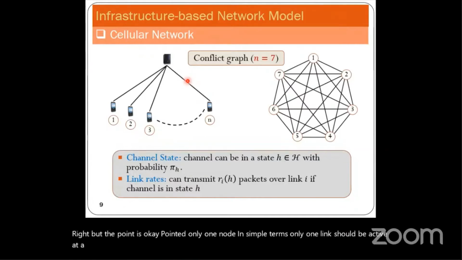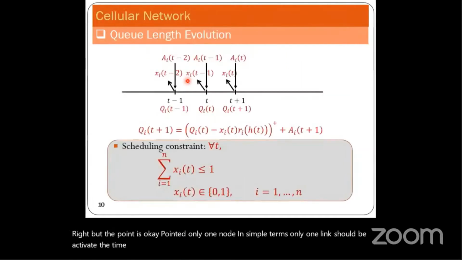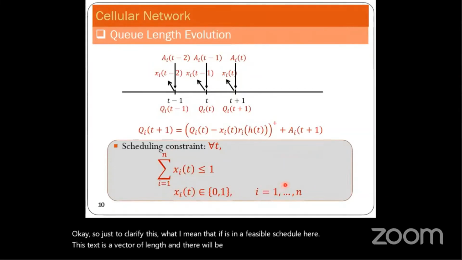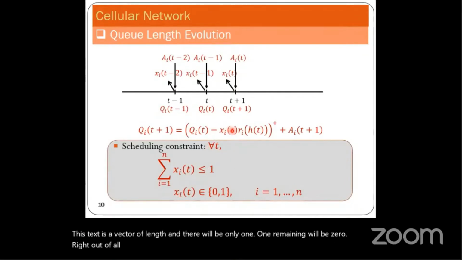Just to clarify, in a feasible schedule here, this is a vector of length n, and there will be only one 1. Out of all these x_i terms, only one term will be 1. All others will be 0. Any other question on whatever we have seen so far?